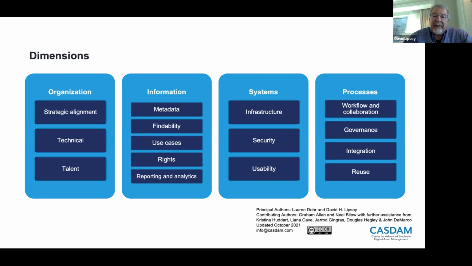And when we look at a capability model, we're going to walk through and highlight just a few of these. We have organization, information, systems, and processes. And a lot of these are very familiar words to everyone who works in DAM or is starting to work in DAM or hopes to work in DAM in your organization. And if we start with organization, we've got strategic alignment, technical, and talent. Okay, all right, I kind of get what those are. And then we're going to look at what these mean.